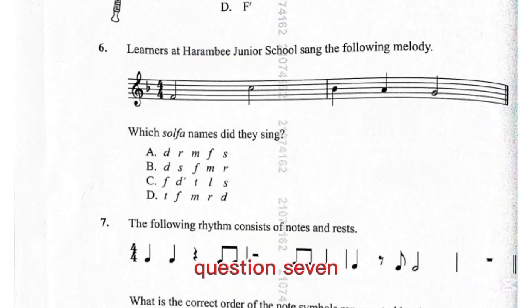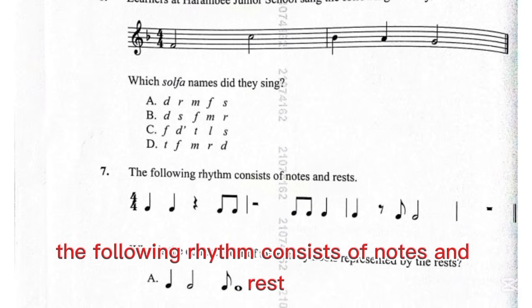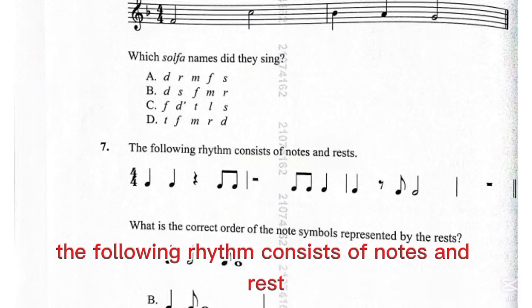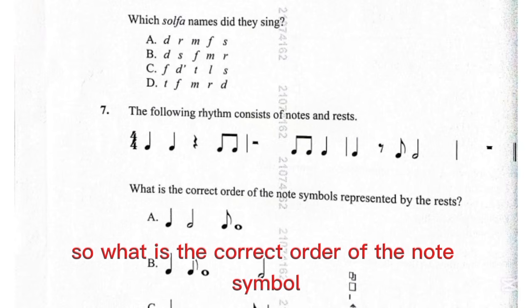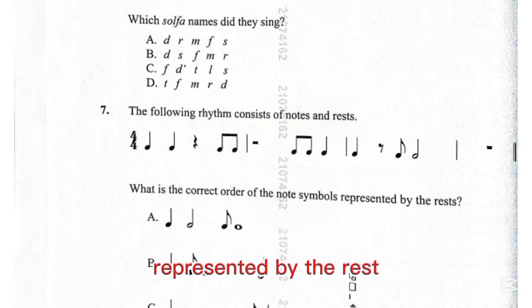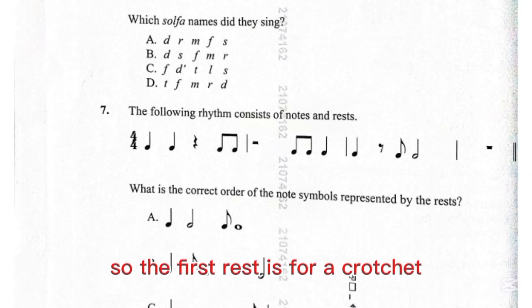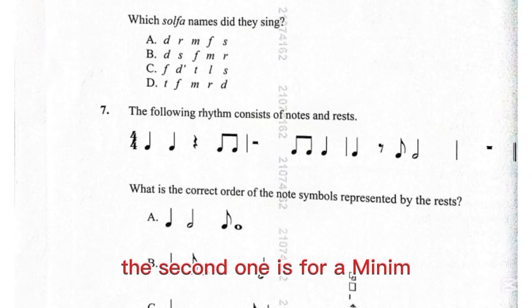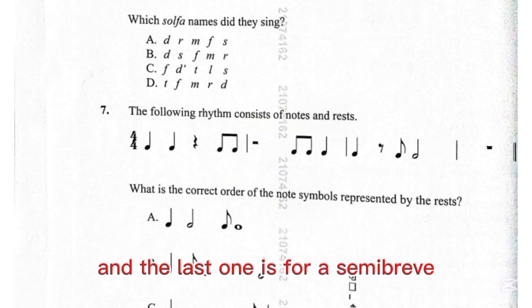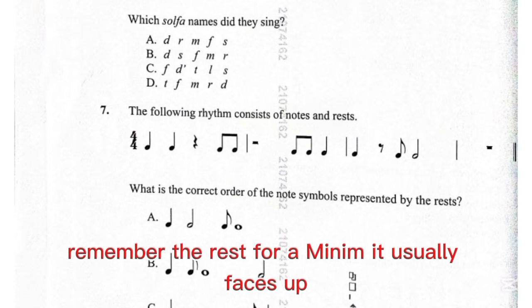Question 7. The following rhythm consists of notes and rest. So what is the correct order of the note symbol represented by the rest? So the first rest is for crochet, the second one is for a minim, and the last one is for a semi-brief. Remember, the rest for a minim, it usually faces up.